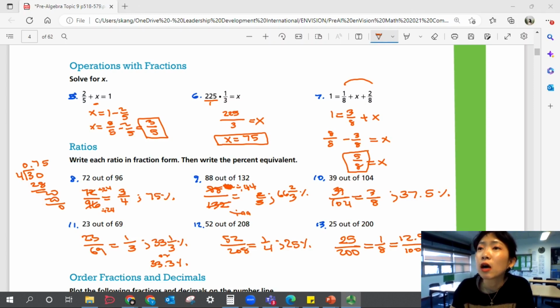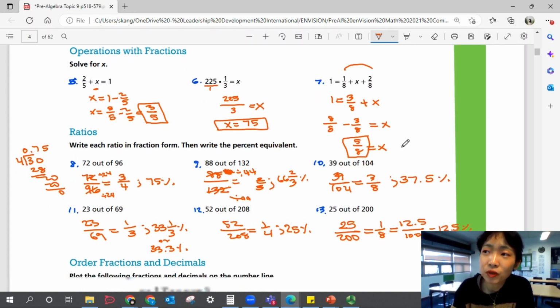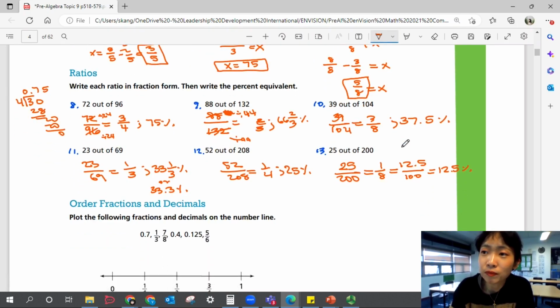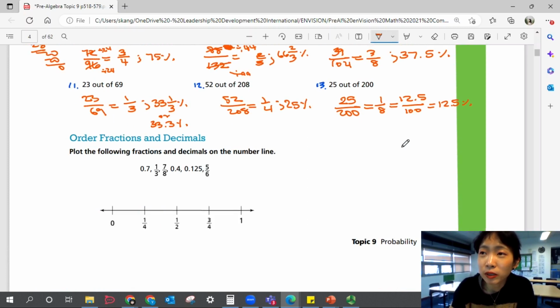All right. So check your answers. If you didn't get everything correctly, then you need to go back and check your mistakes in your steps. Or you need to go back to the entire concept and relearn it if you feel like, oh, you just don't know how to do any of them. All right, the last part, order fractions and decimals. Plot the following fractions and decimals on the number line.